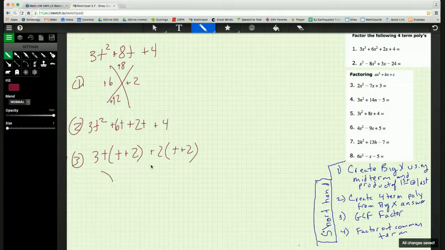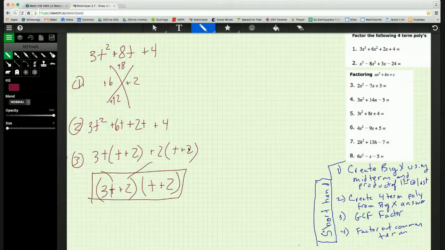And we get 3t plus 2 times t plus 2. Box. Good.